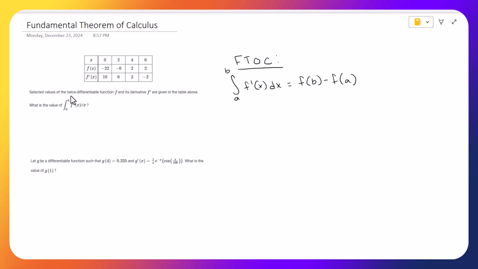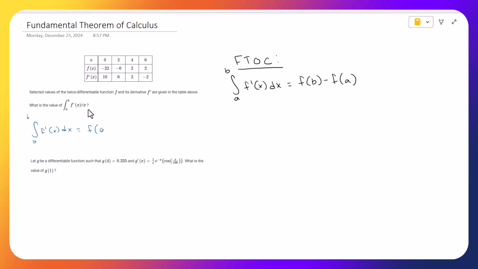Okay, so we have a table. Selected values of the twice differentiable function f and its derivative f prime are given in the table above. What is the value of the integral from 0 to 6 of f prime of x dx? Well, this is just our fundamental theorem. The integral from 0 to 6 of f prime of x dx is just equal to f of 6 minus f of 0.